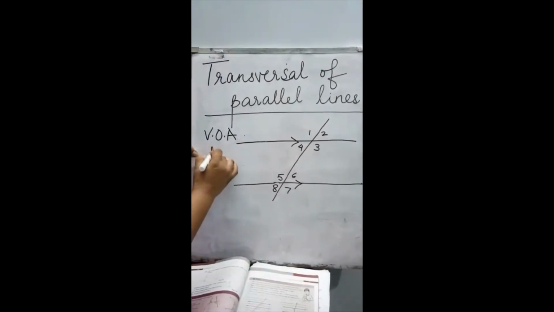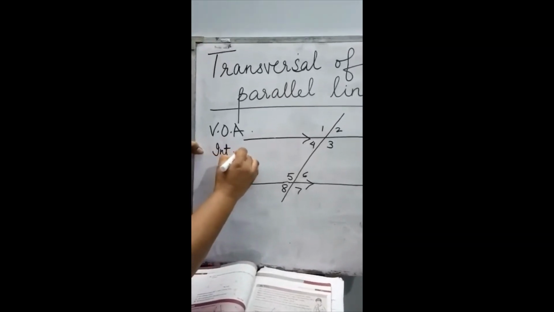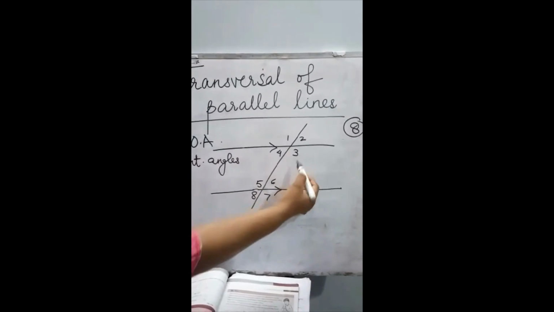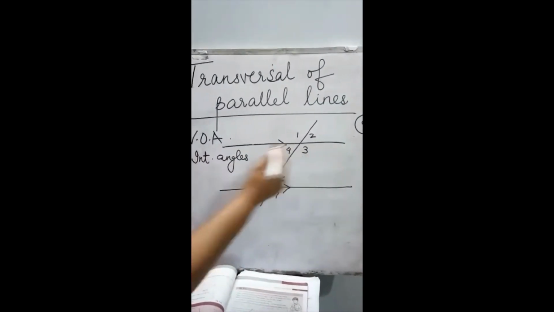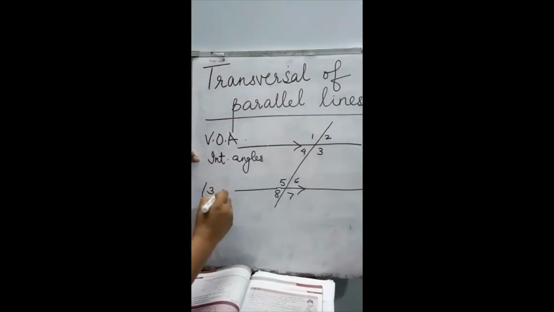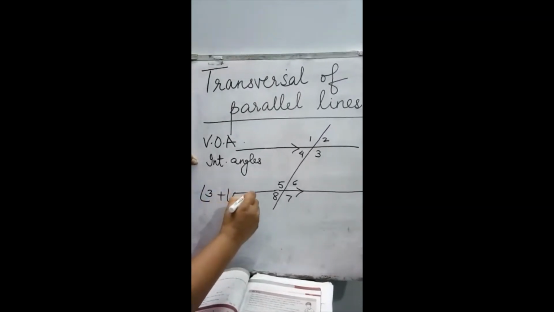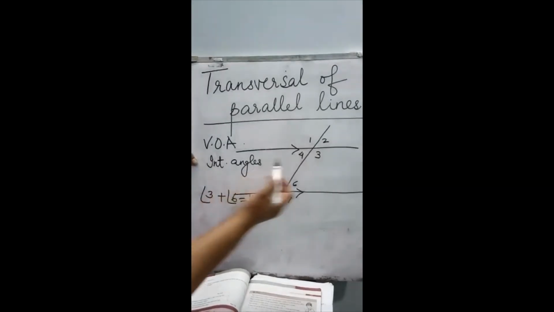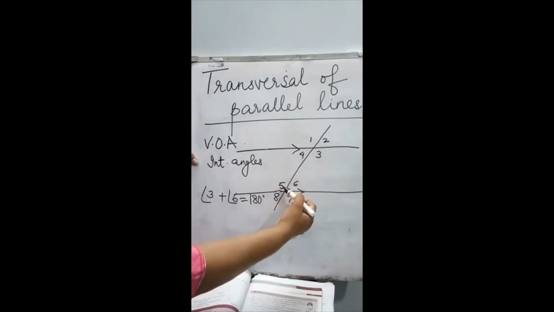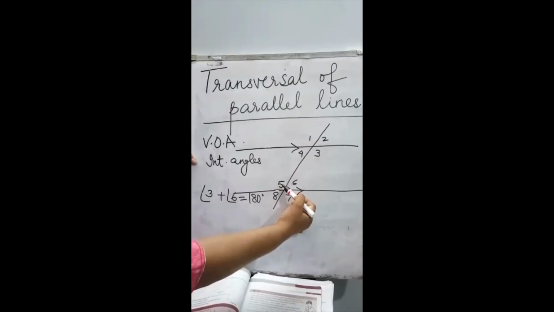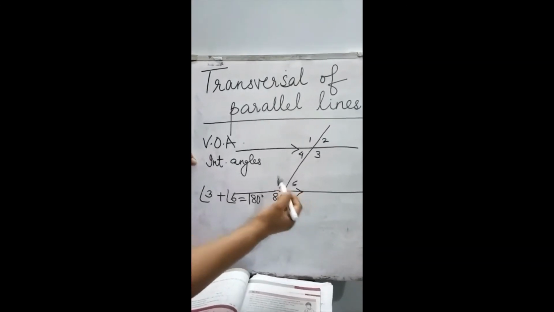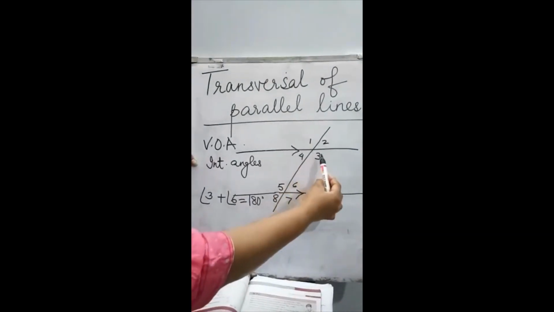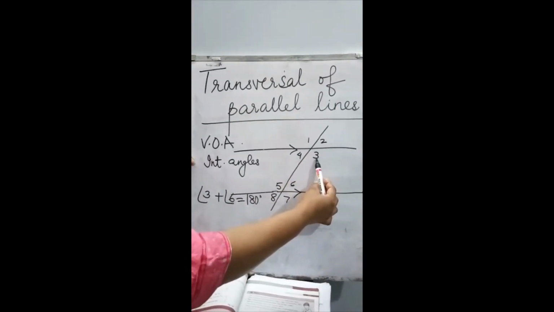Now let's see about interior angles. Interior angles are angle 3 and angle 6. So angle 3 plus angle 6 will be equal to 180 degree. In the same way, angle 4 plus angle 5 will be equal to 180. Their sum is 180. They are not equal. Their sum is equal to 180. In the same way, angle 4 plus angle 3 will also be equal to 180.